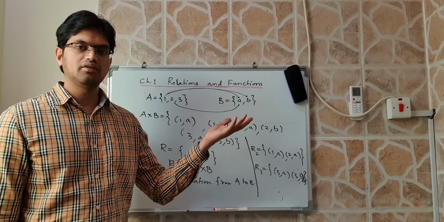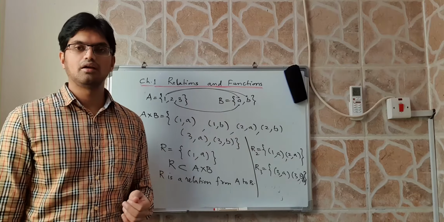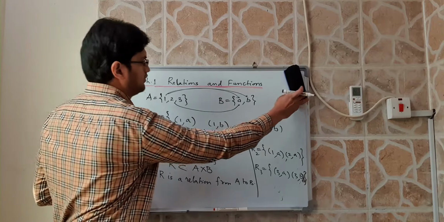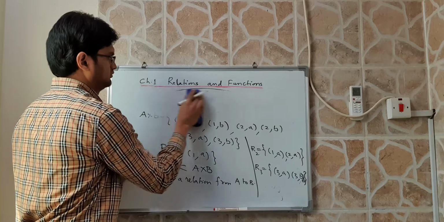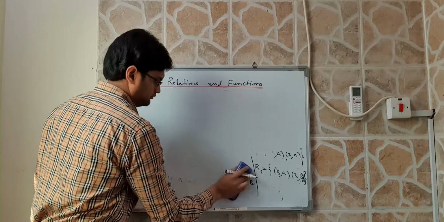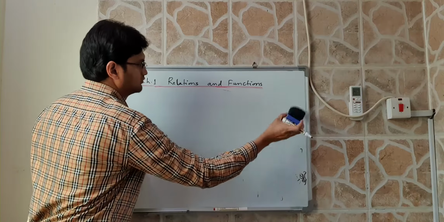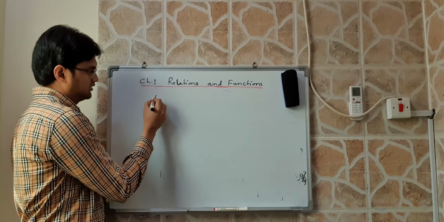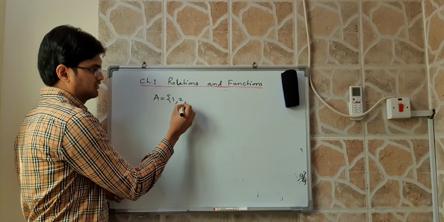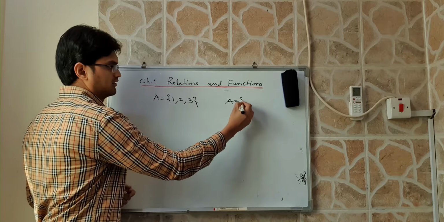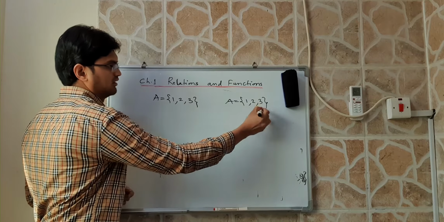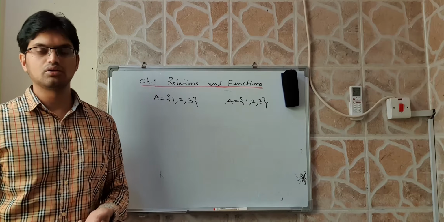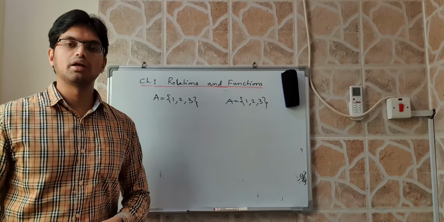Now let us say that we don't want the second set and we are looking at a relation in the set A only. So now consider A. Actually, there is no need to write it 2 times, but I am writing it so that it is clear to you and there is no confusion regarding that.